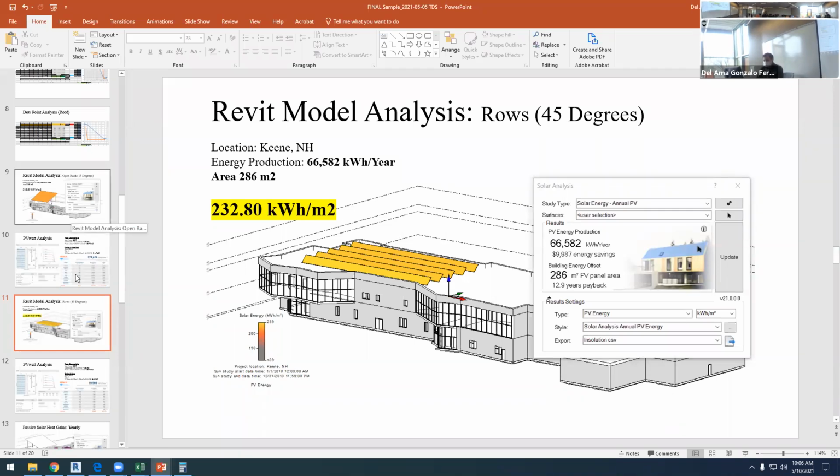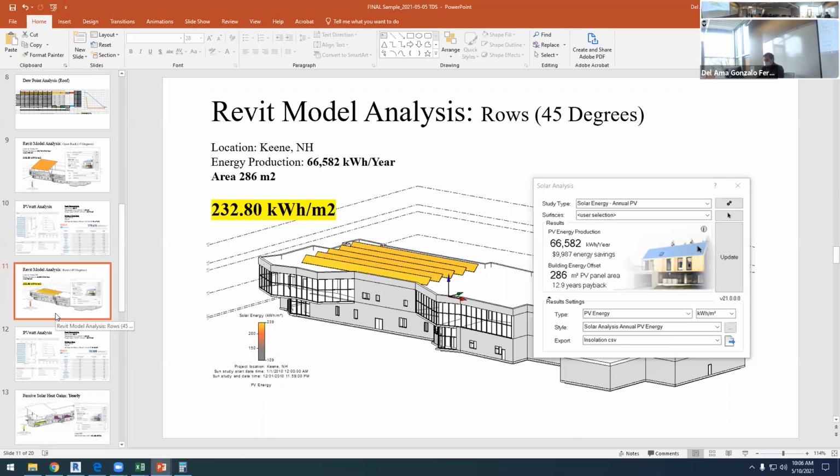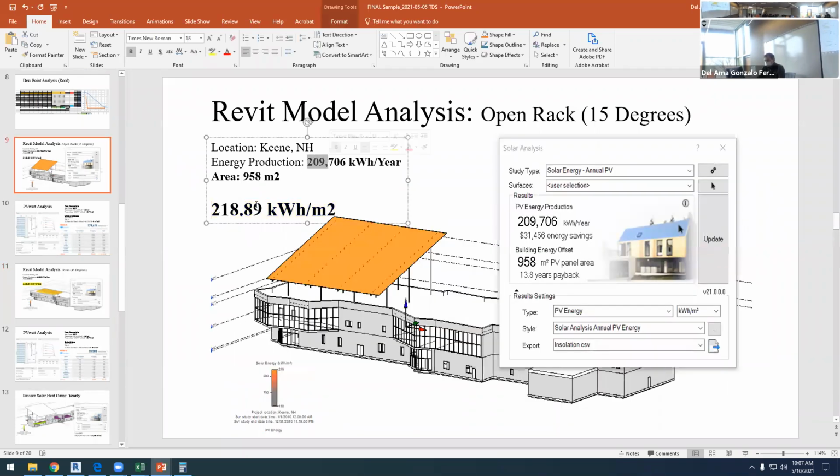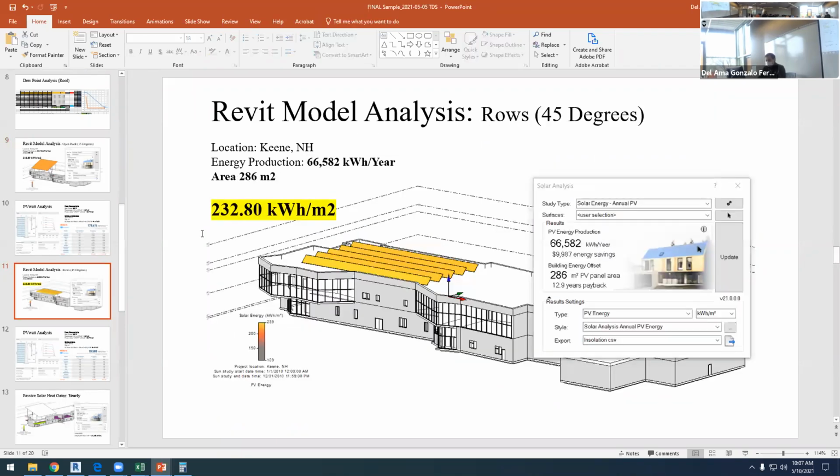Okay, so these are the kind of conclusions, because you always ask me, what are the conclusions? I don't know, these kind of things. You can analyze the total production and then the ratio and compare it. So in terms of the total, this is the best, but in terms of the ratio, this is the best option.